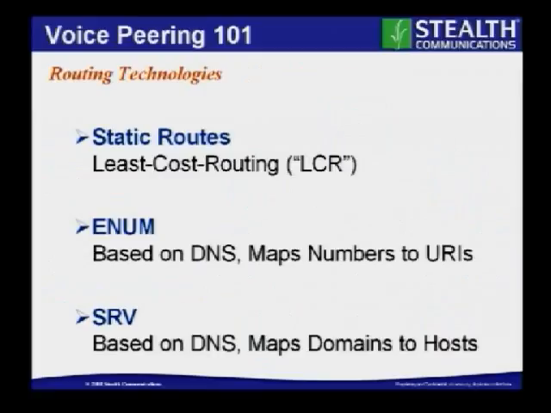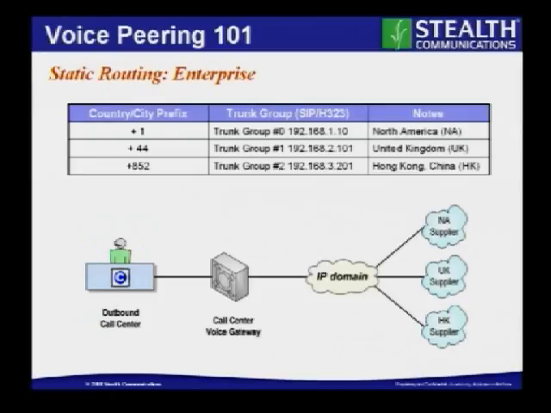In terms of peering technologies, you have static routing, which we talked about. You have ENUM and SRV. With static routes, this is just a very simple table, how it looks. You're mapping, literally, country codes and area or city codes, and sometimes even all the way down to the 7 digits. And that could be even more complex.